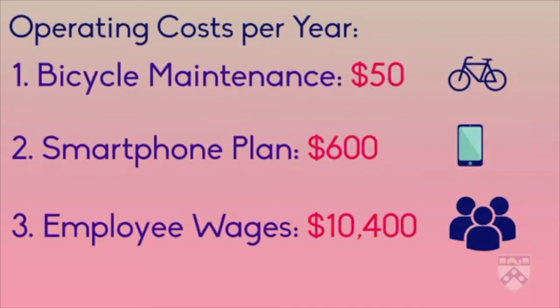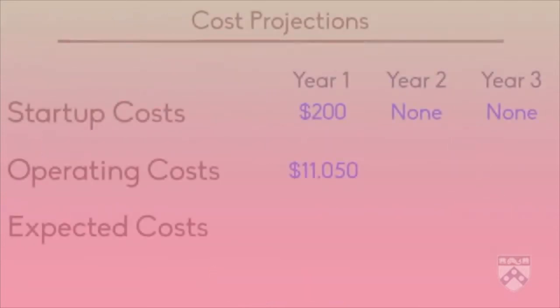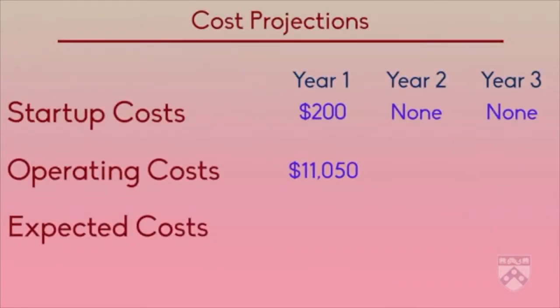Total operating costs for year one would be $50 plus $600 plus $10,400, which equals $11,050. Let's assume the same operating costs for year 2 and year 3.